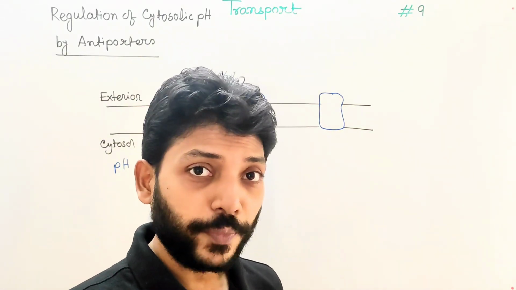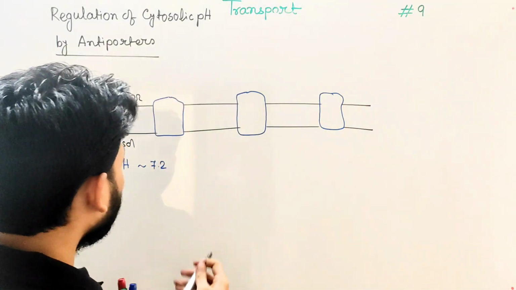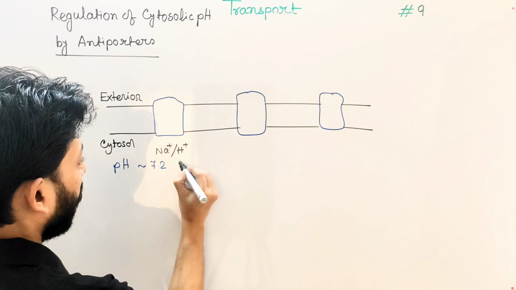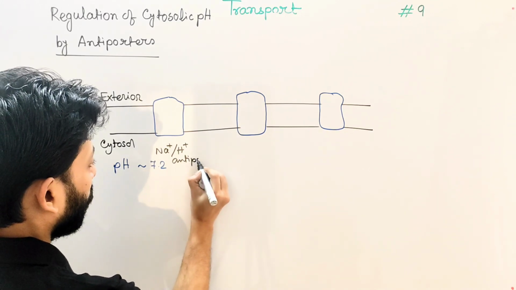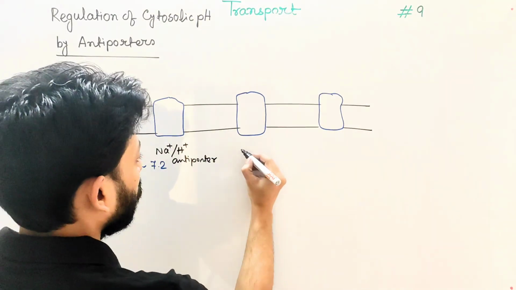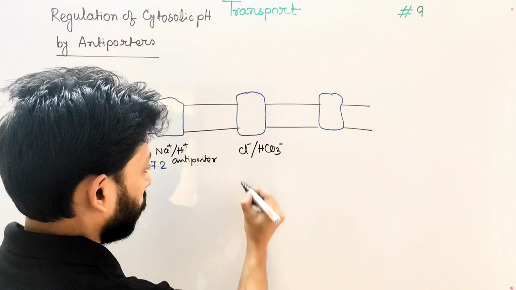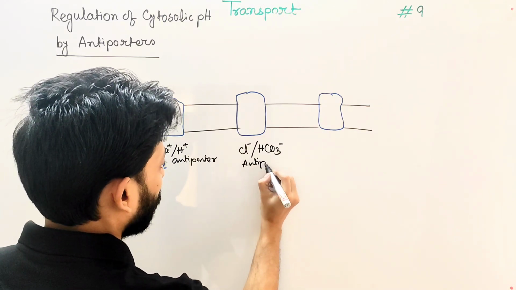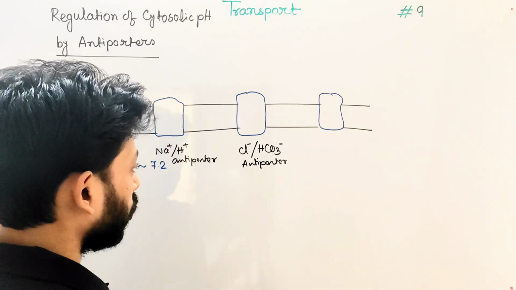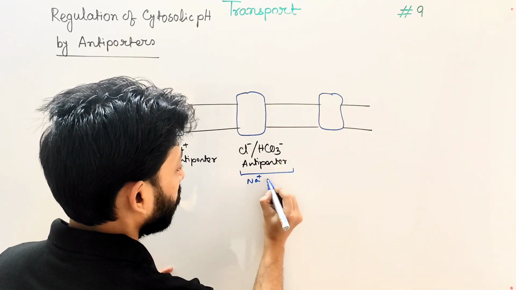Now for this maintenance, 3 antiporters are dedicated. The first antiporter name is sodium hydrogen antiporter. The second antiporter is called chlorine bicarbonate antiporter. Now this chlorine bicarbonate antiporter is actually sodium dependent. Remember, this antiporter is sodium dependent.